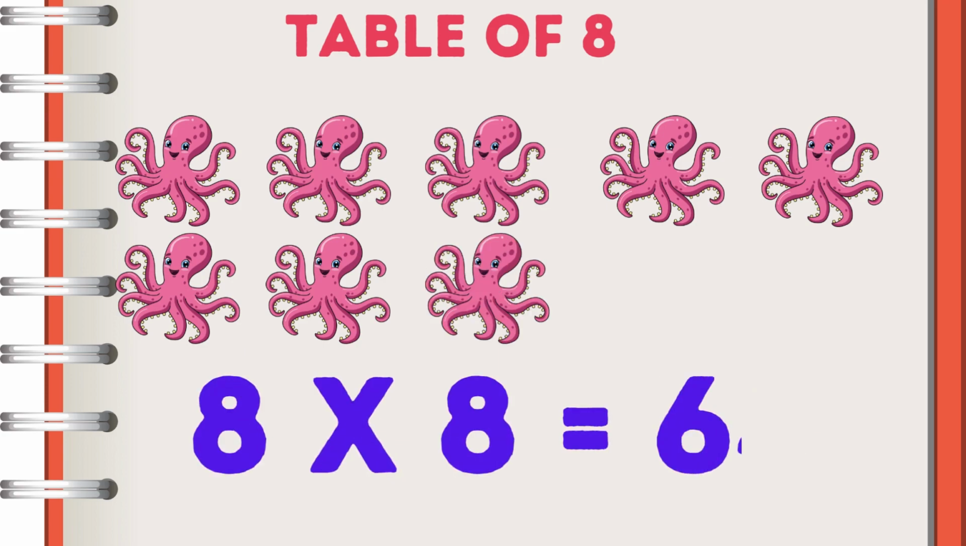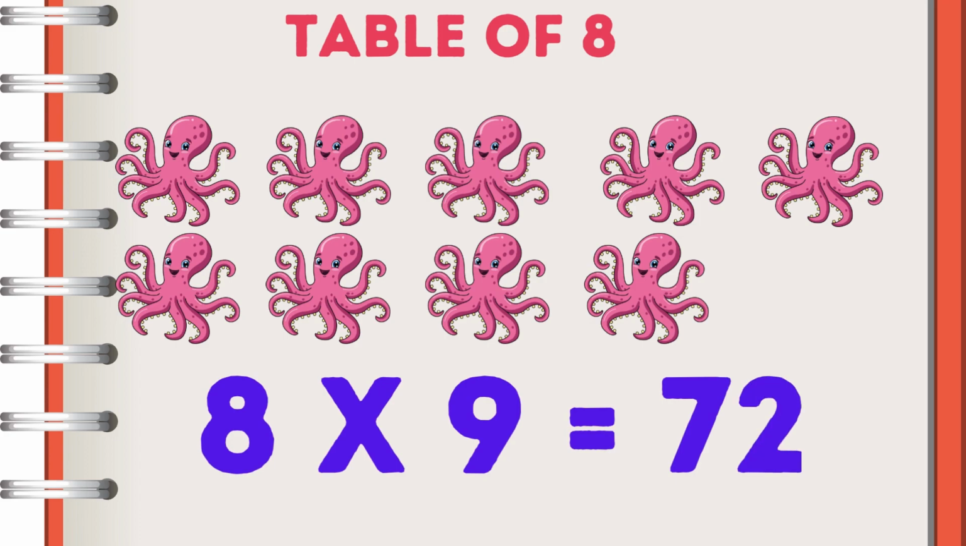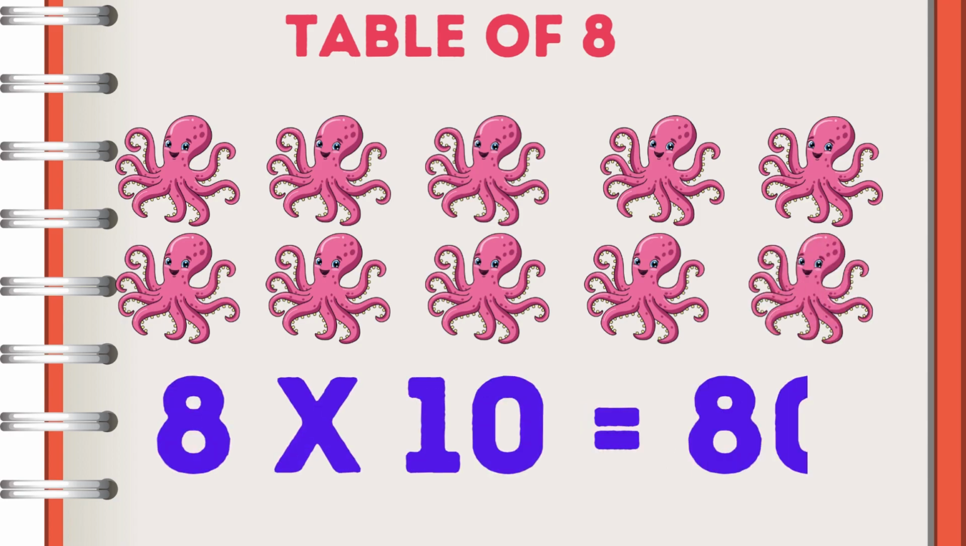8, 16, 24, 32, 40, 48, 56, 64. 8 times 8 is 64. 8, 16, 24, 32, 40, 48, 56, 64, 72. 8 times 9 is 72. 8, 16, 24, 32, 40, 48, 56, 64, 72, 80. 8 times 10 is 80.